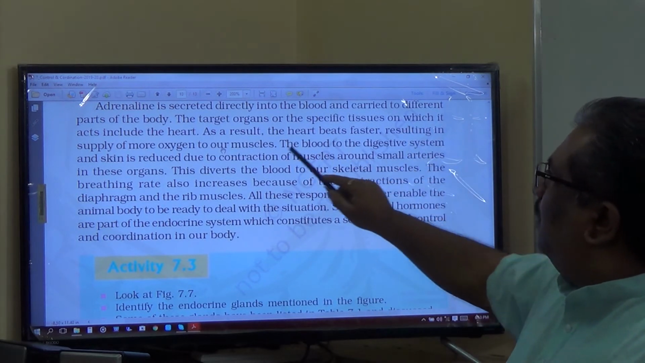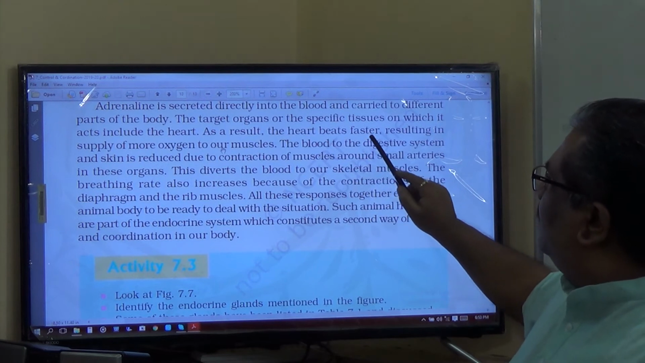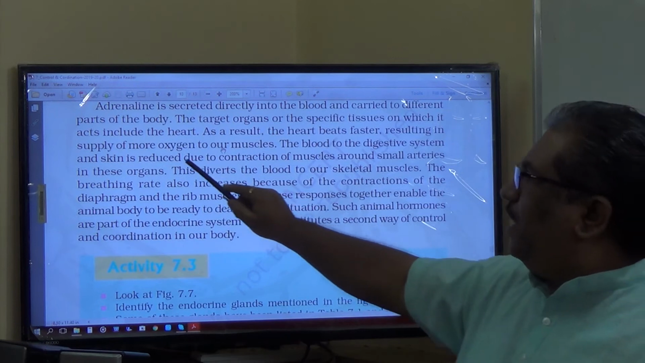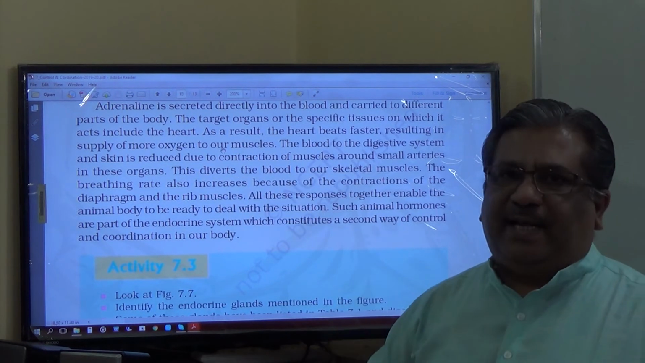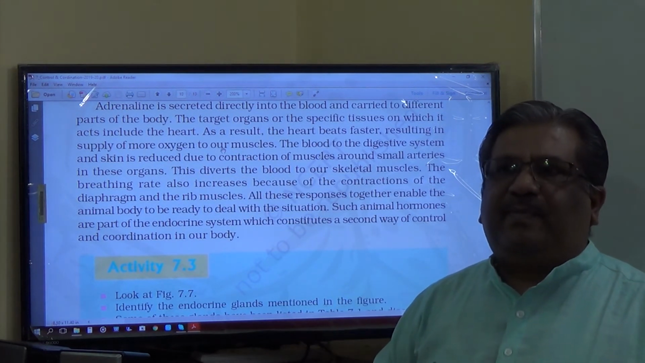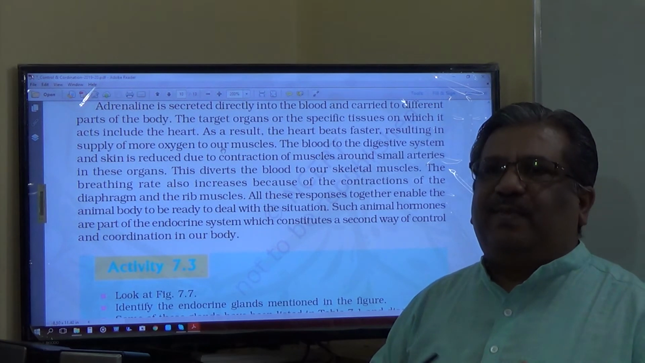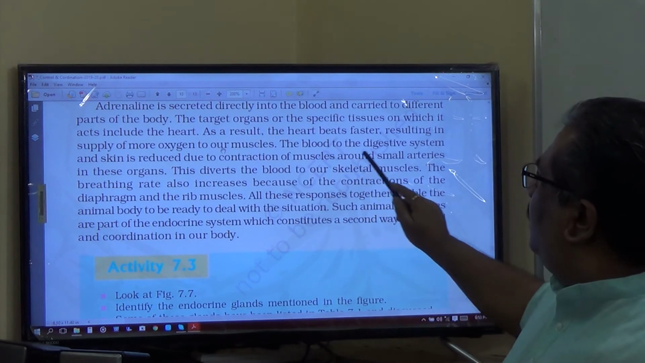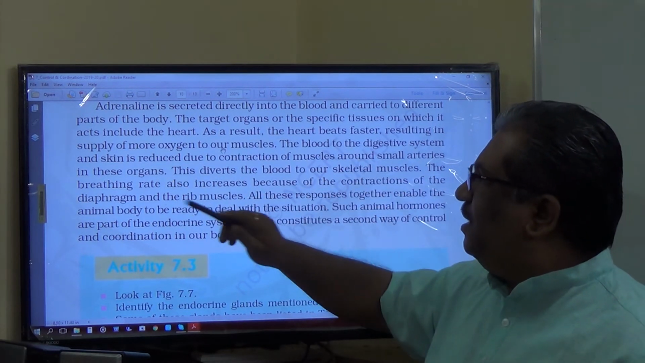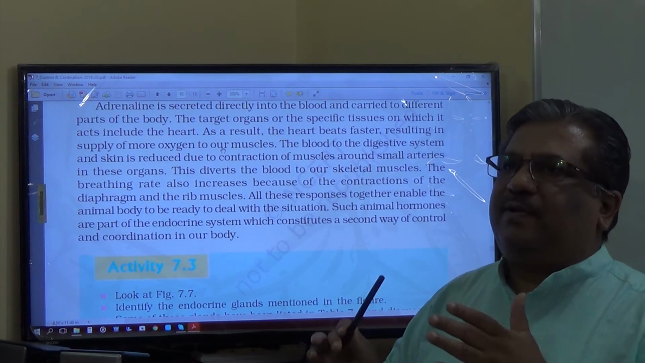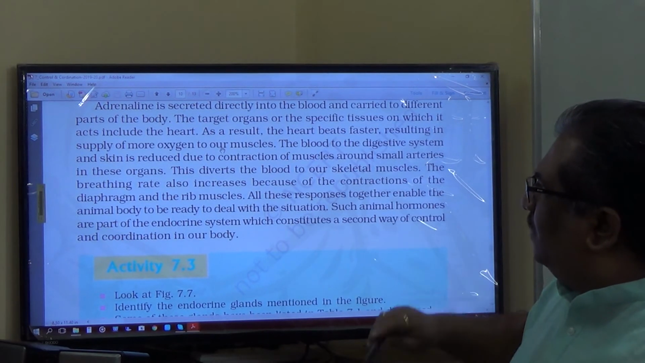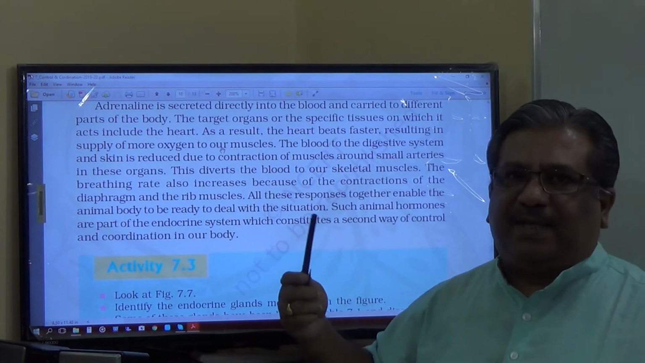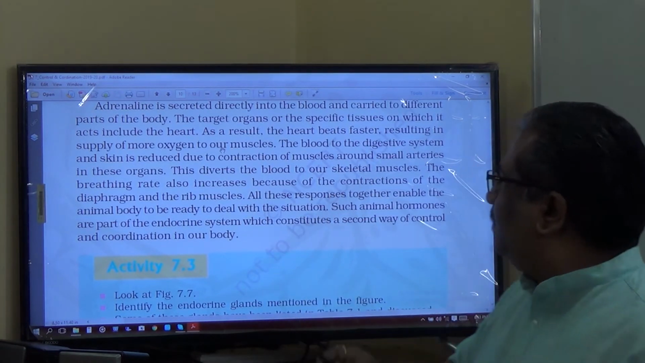Next, because of the increase in heartbeat, more oxygen is supplied to our muscles. Correct, no? The blood to the digestive system and the skin is reduced by contraction of the muscles around the arteries. This diverts the blood to our skeletal muscles for taking suitable actions.